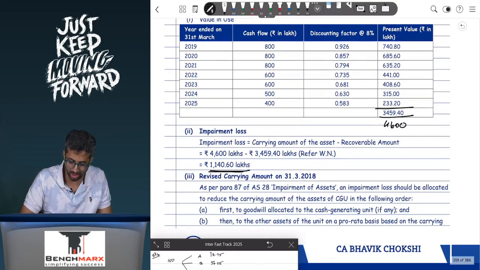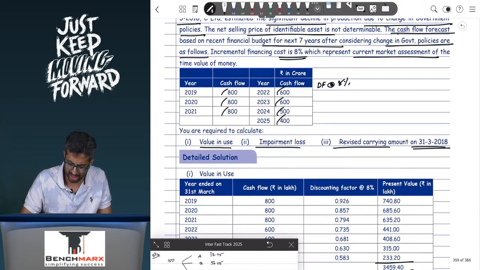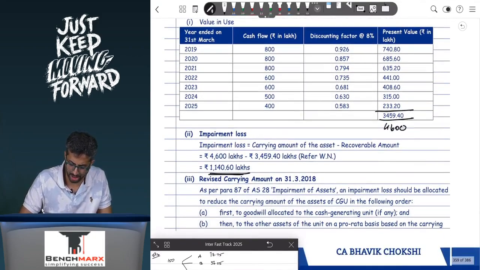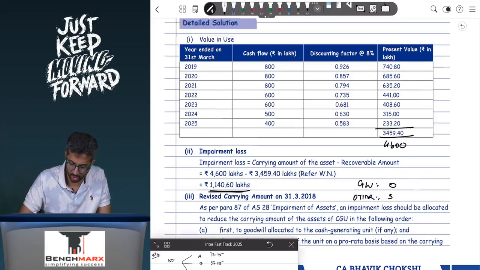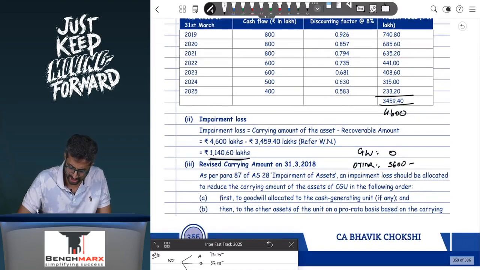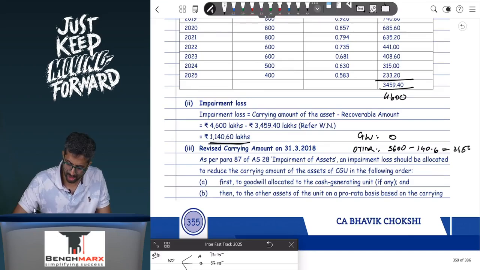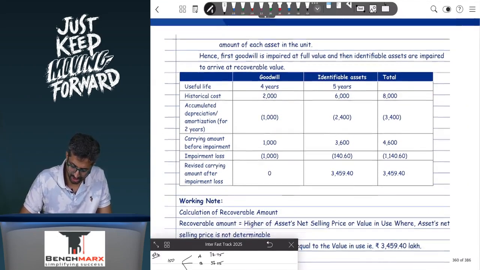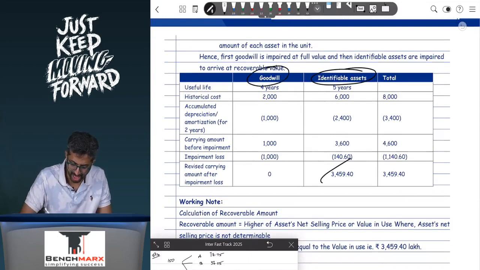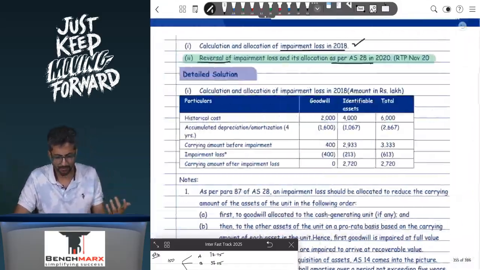So 1140.6 lakhs. Okay, and the revised carrying value, well, out of this 1140, I will allocate first the entire amount to goodwill. So your goodwill will now be 0, 1000 minus 1000. And for the other assets which are currently at 3600, we will reduce 140.6. 3600 minus 140.6 and you get 3459.4. So over here, I will see 3459.4 for other assets and 0 for goodwill. So this kind of takes care of the questions of AS28 as well.